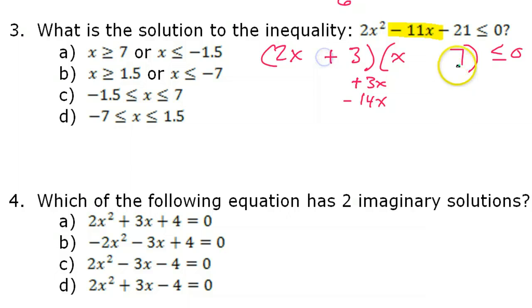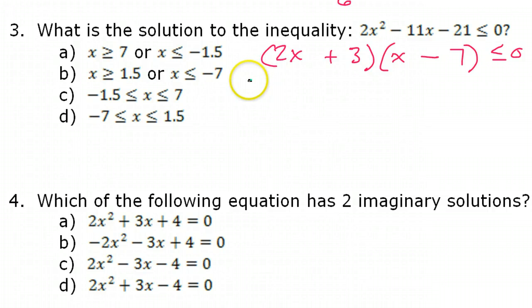So there's my positive 3x. This will make my negative 14x. Does that give me negative 21? Sure it does. Positive 3 times negative 7 is negative 21. So we have now factored it correctly. The point of this is to find the zeros, or the x-intercepts of the function here.